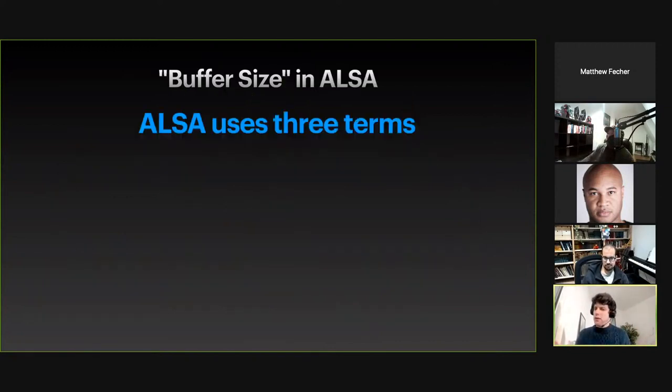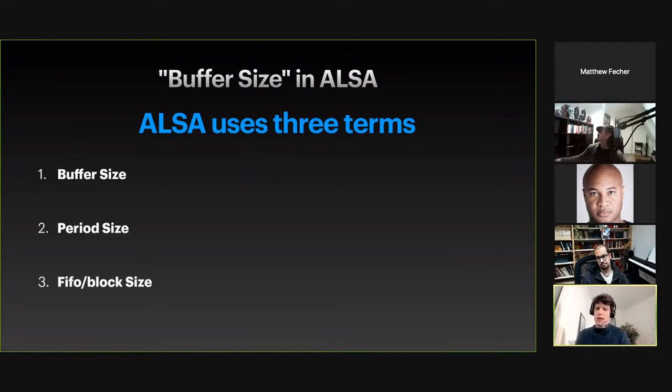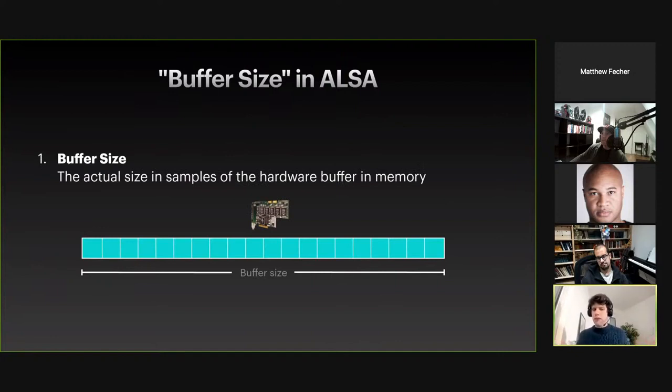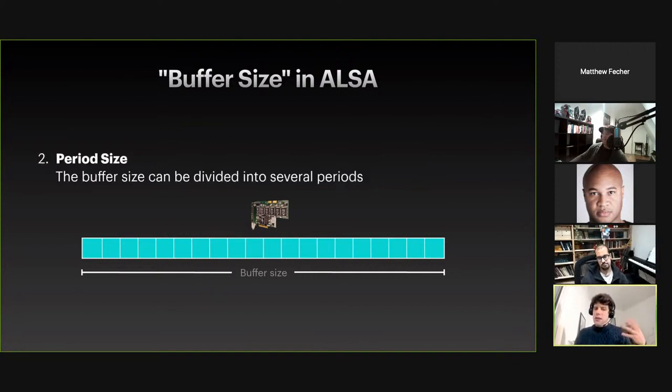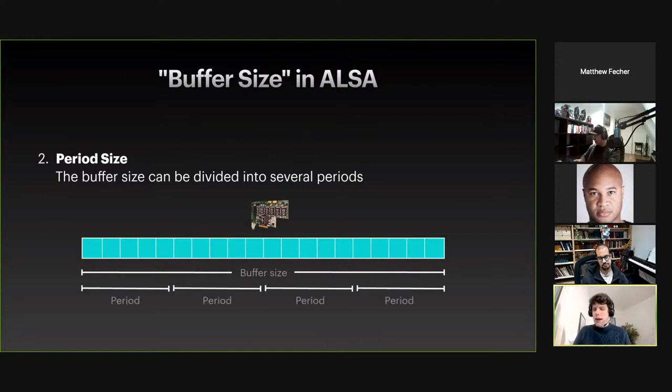And this is nice with ALSA because it clearly distinguishes between three terms: buffer size, period size, and FIFO or block size. So in ALSA, a buffer size is always the complete total buffer size of your system, right? All of the buffers in your system. And now there's something called the period size. And this means that your buffer can be subdivided into several periods. And this is how hardware actually works, right? So here I've divided my buffer size into 4 periods. And now with every period, I'm getting a wake up call, right? The hardware will produce an interrupt every time I go from one period to the other.